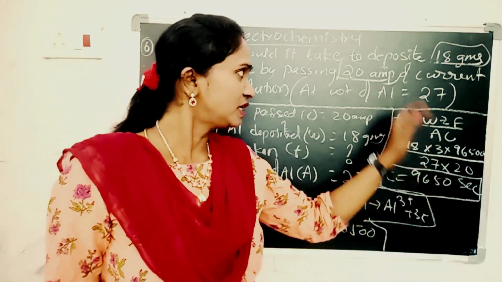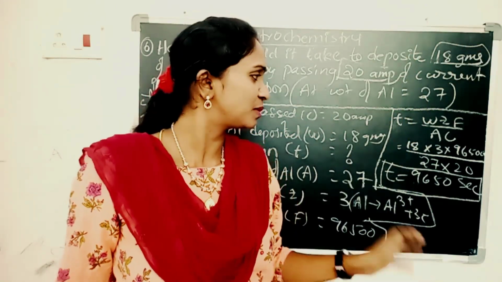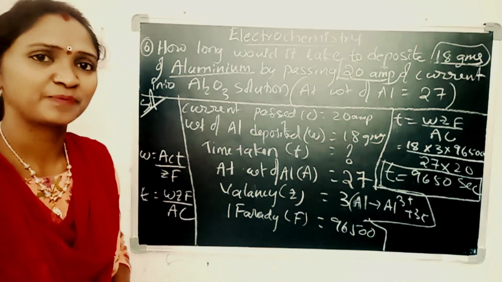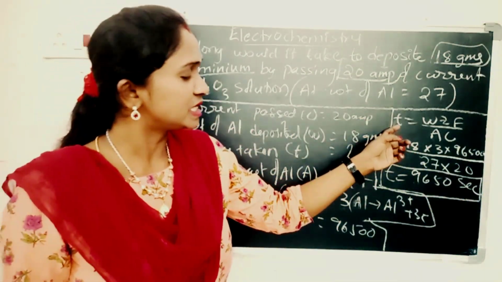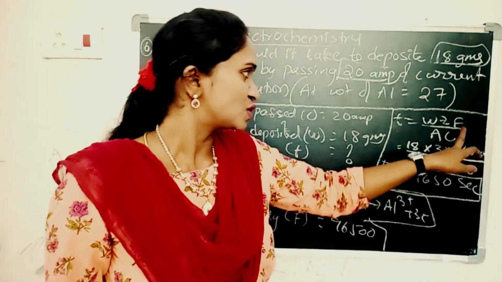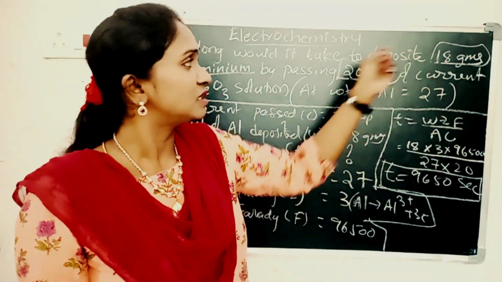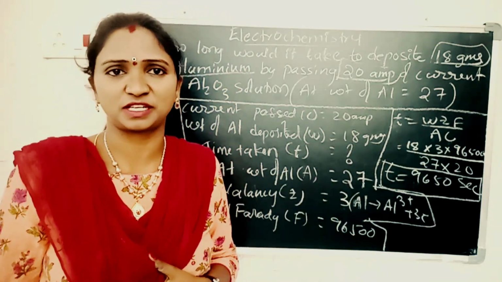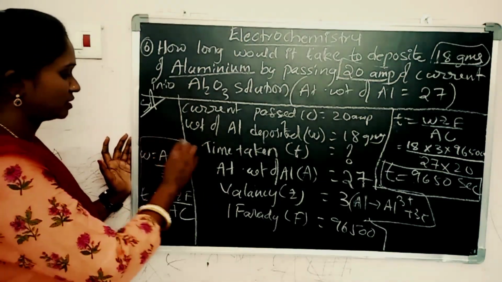Okay, so 20 amperes of current was passed to deposit 18 grams, and the time is 9,650 seconds. By using this formula, we can calculate time, weight of the substance and current in amperes. F is the fixed value, Z is the valency based on the substance deposited, and atomic weight is also based on the substance deposited. Okay, this is the formula.